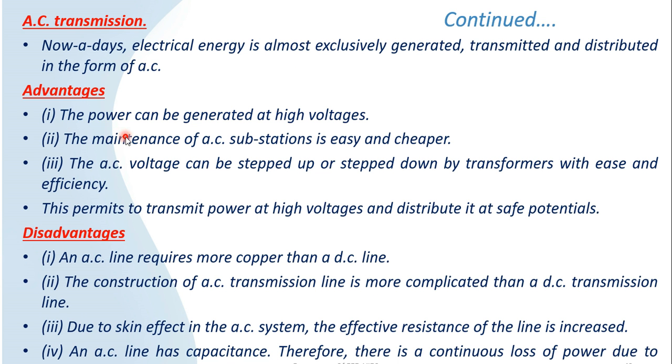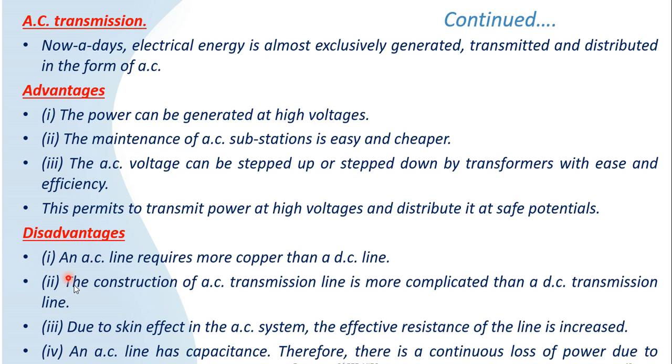The main advantage is power can be generated at high voltages. Maintenance of AC substations is easy and cheaper compared to DC. The AC voltage can be stepped up or stepped down by transformers with ease and efficiency. This permits us to transmit power at high voltages and distribute it at safe potential.